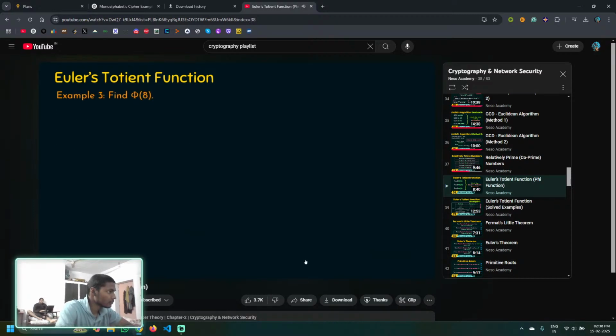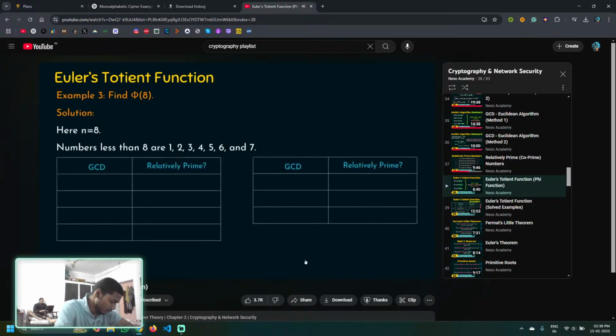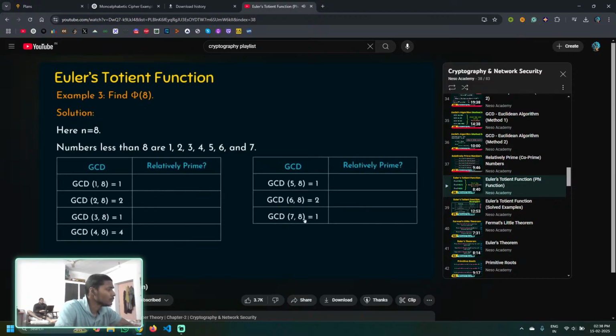Find phi of 8. So we are going to adopt the same methodology that we followed in both the examples previously. So the solution goes like this. Here n is equal to 8. So we are going to list the numbers that are less than n, which is from 1 to 7. So we are going to compute the GCD, right? So GCD of (1, 8), (2, 8) up to (7, 8).